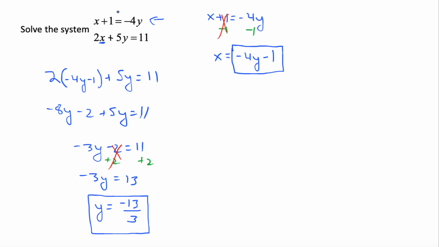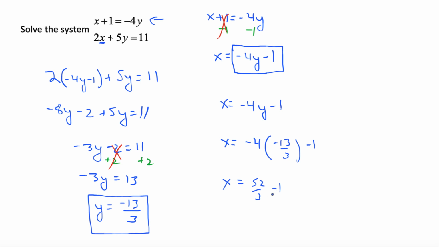Well, I'll just plug this back in, right? So we can say, hey, x is negative 4y minus 1. And think about that, we've actually determined what y is. So x is negative 4 times negative 13 over 3, minus 1. These are two negatives, so that becomes positive. So x equals 4 times 13, which is 52 over 3, minus 1.